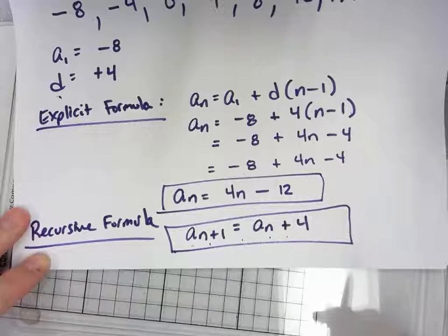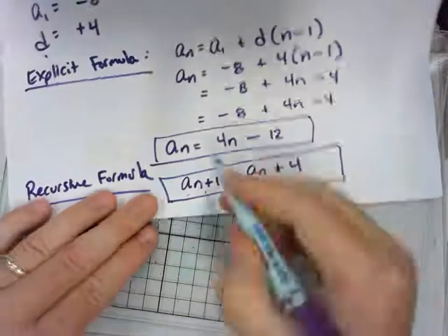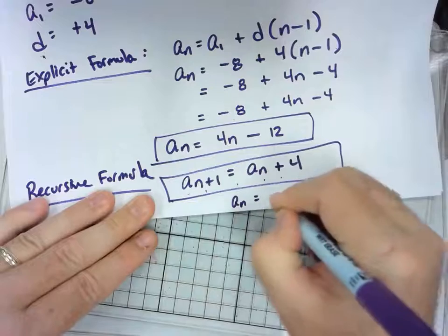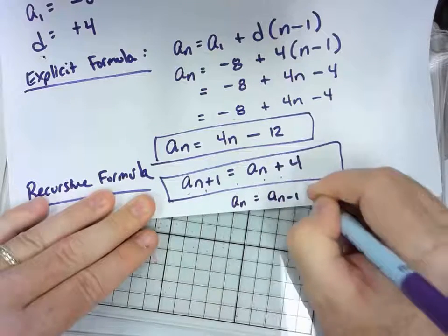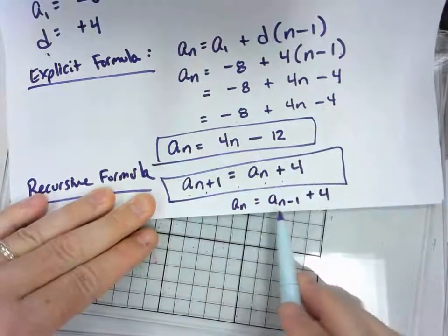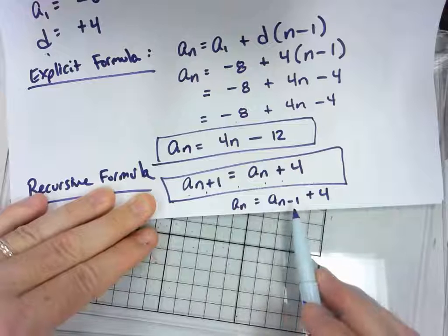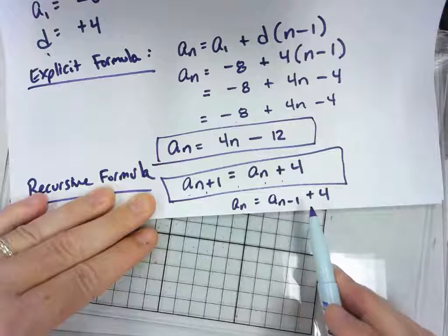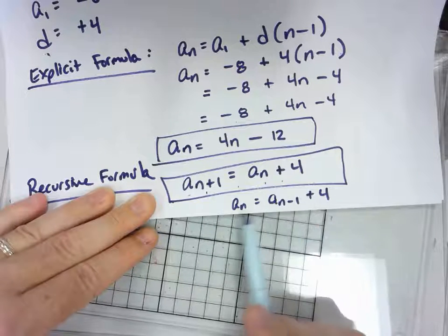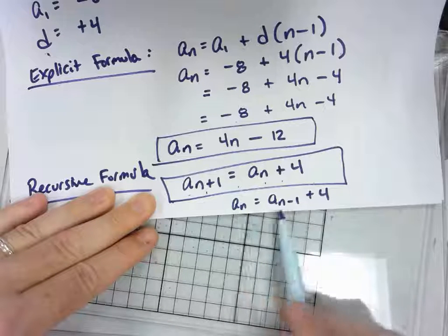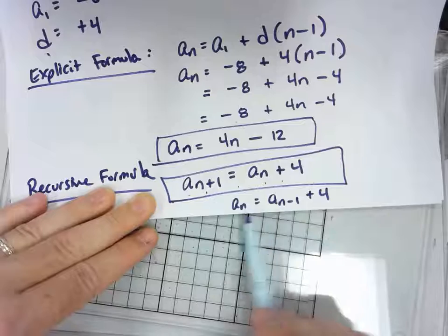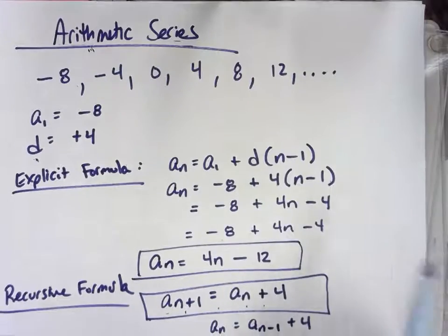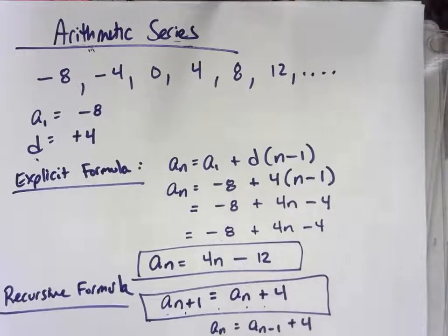Do you have to put the 1 every time? Like a sub n plus 1, is that going to be there every time? Yeah. The other way I could write that is a sub n equals a sub n minus 1 plus 4. That's just a subscript shift, a sub n plus 1 being the next term and a sub n the previous term. So it doesn't matter how it's written.